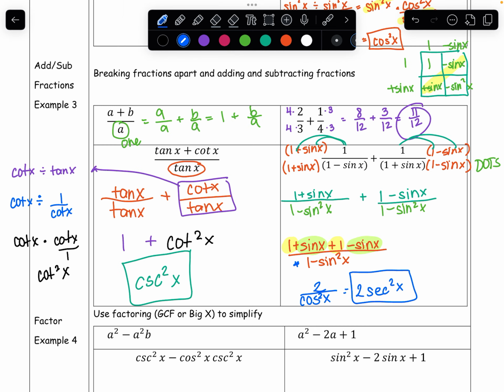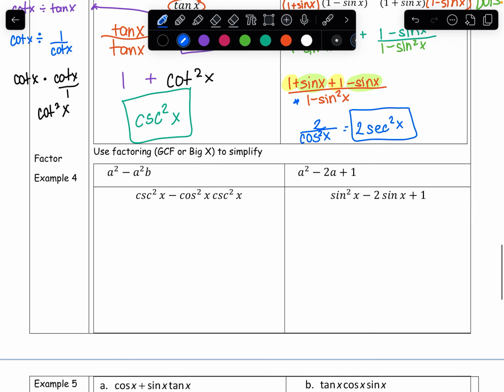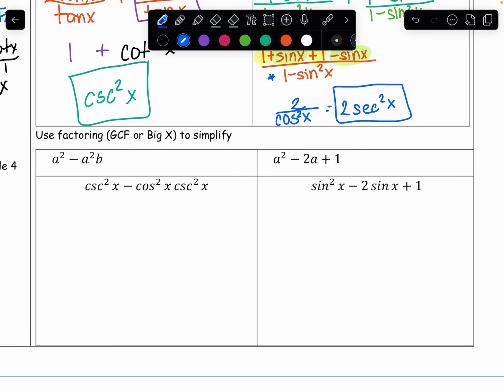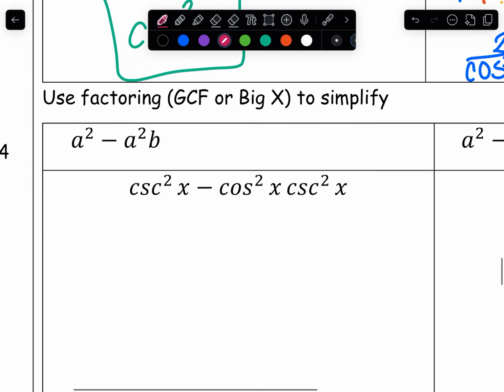Okay. We got example 4 together, and then I'm going to have you do some problems on the next page. Here we go. So, factoring a GCF, these both have a squared in common. So we can factor out 1 minus b. And that would be it.